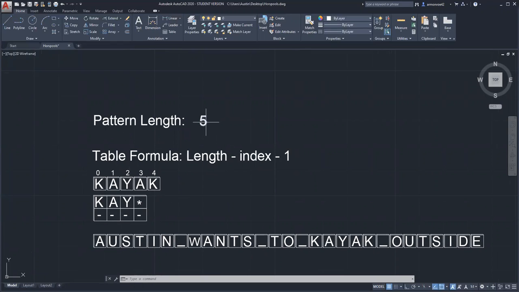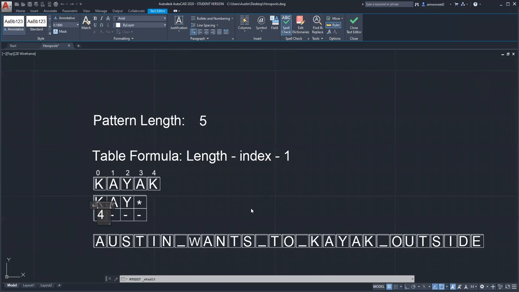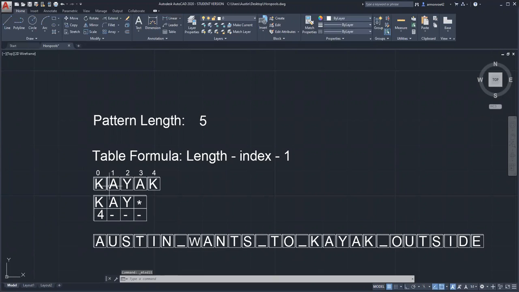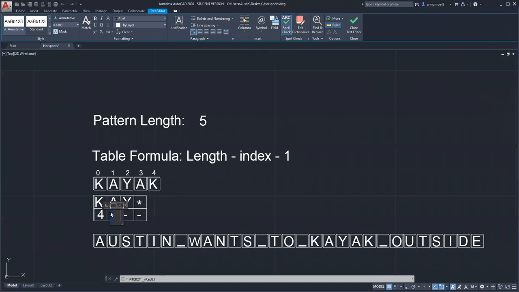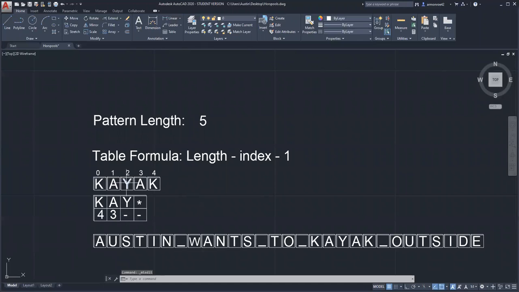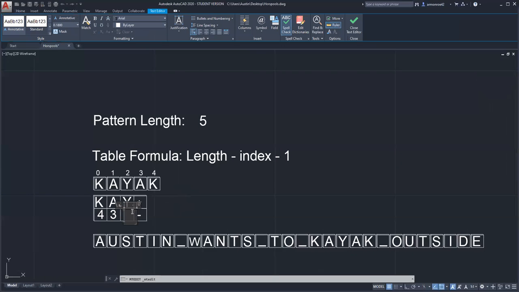So the length of the pattern is 5. The index of K is 0, and then we're going to subtract 1 from that, and that is going to give us 4. Next, we're going to look at the A. With that, we will have 5 minus the index, which is 1, minus 1. So our value there will be 3. The next letter we're looking at is Y, which will give us 5 minus 2 minus 1. So that is going to give us 2 for our value in the Y.